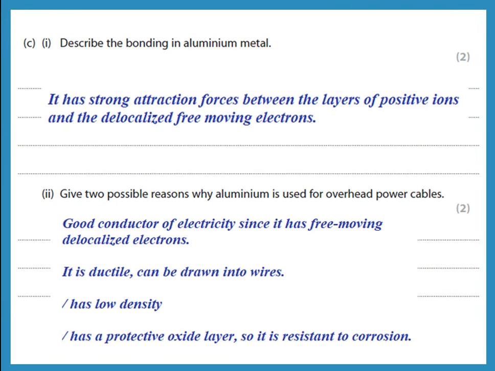Why do we specifically use aluminium? You can see that aluminium, compared to the other metals, has lower density, and the fact that it has a protective oxide layer, so it is more resistant to corrosion. Any 2 of these would be correct answers.